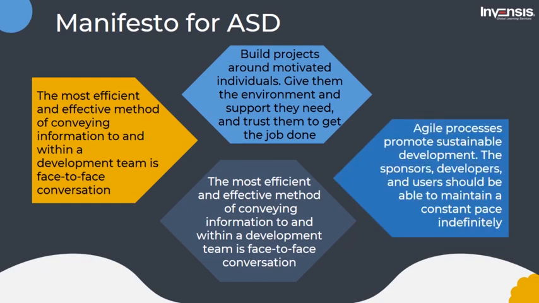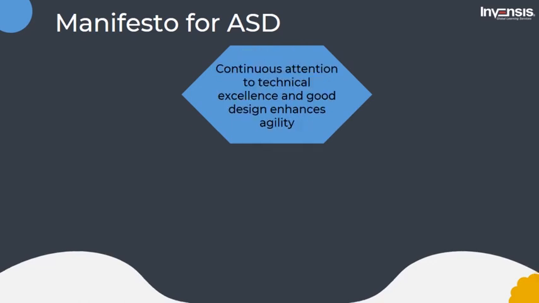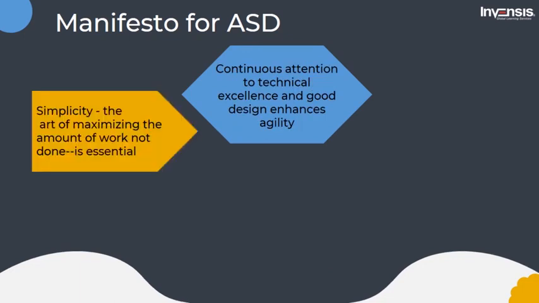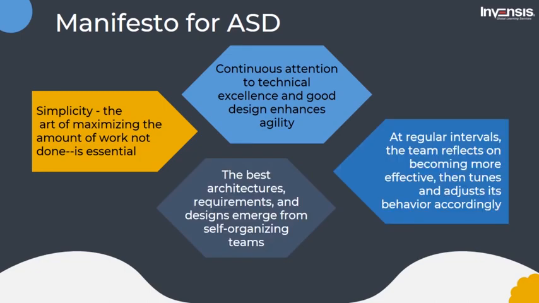Agile processes promote sustainable development. The sponsors, developers, and users should be able to maintain a constant pace indefinitely. Continuous attention to technical excellence and good design enhances agility. Simplicity, the art of maximizing the amount of work not done, is essential. The best architectures, requirements, and designs emerge from self-organizing teams. At regular intervals, the team reflects on becoming more effective, then tunes and adjusts its behavior accordingly.